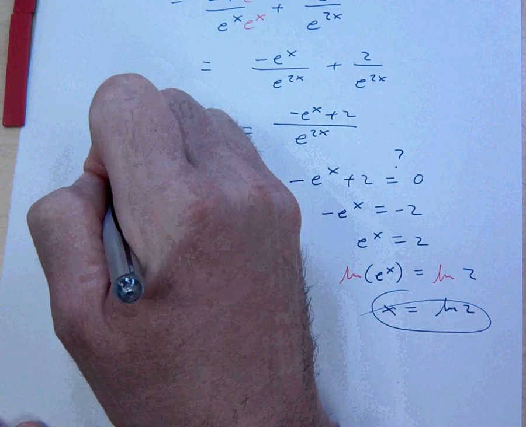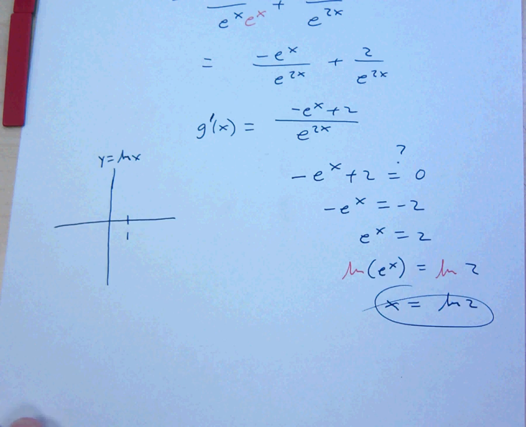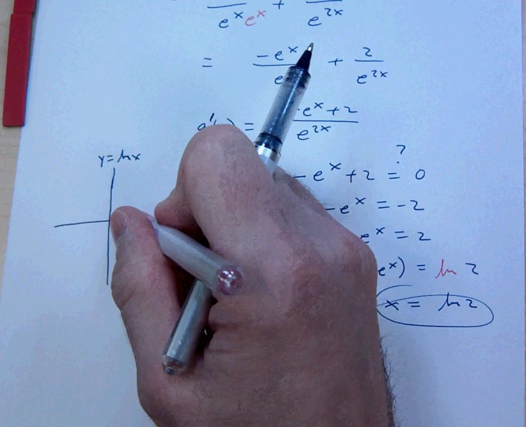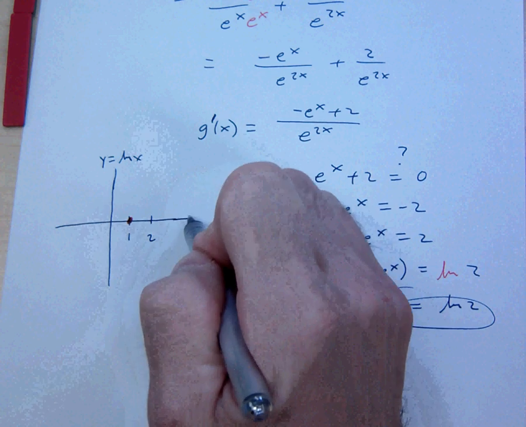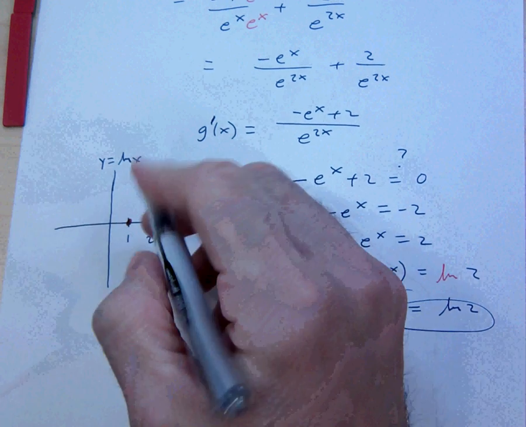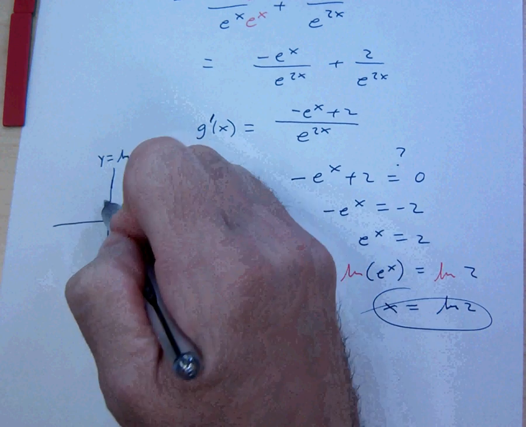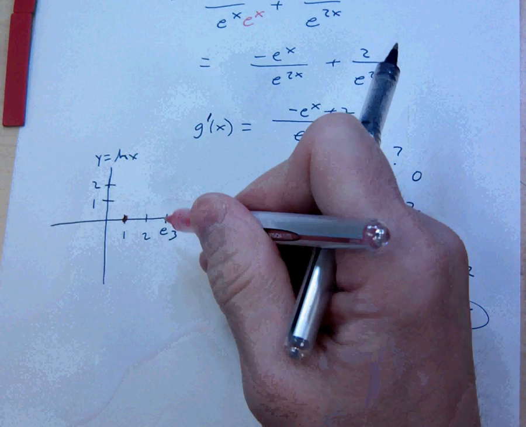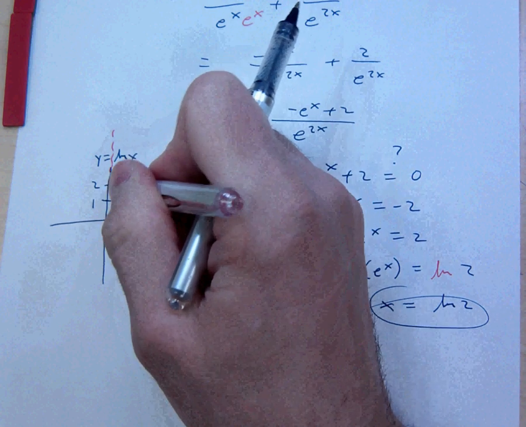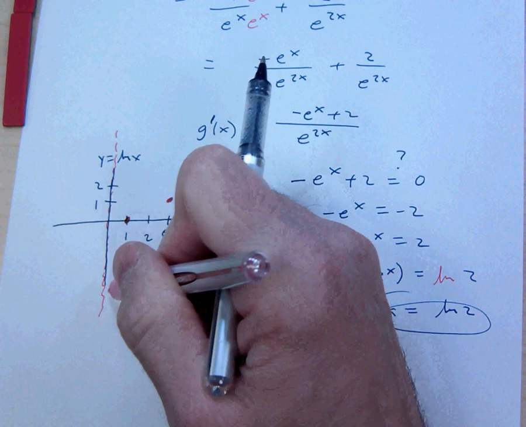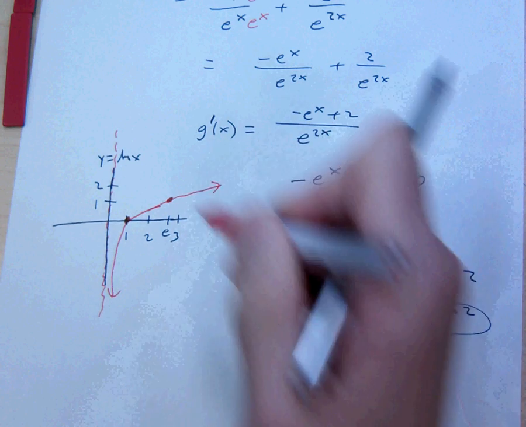I'm going to draw a rough sketch of ln of x. What's the natural log of 1, guys? 0. Wouldn't e be right about here? Isn't e like 2.7? What's the natural log of e, guys? 1. Okay. And then isn't there an asymptote here because the natural log of 0 is undefined? Okay. So that's roughly what ln of x looks like, right?